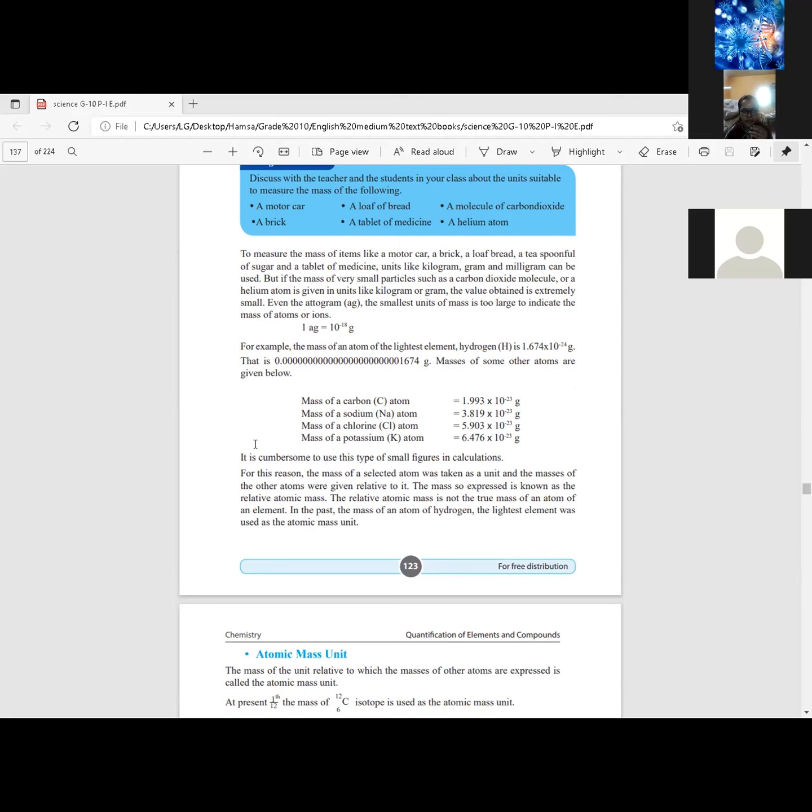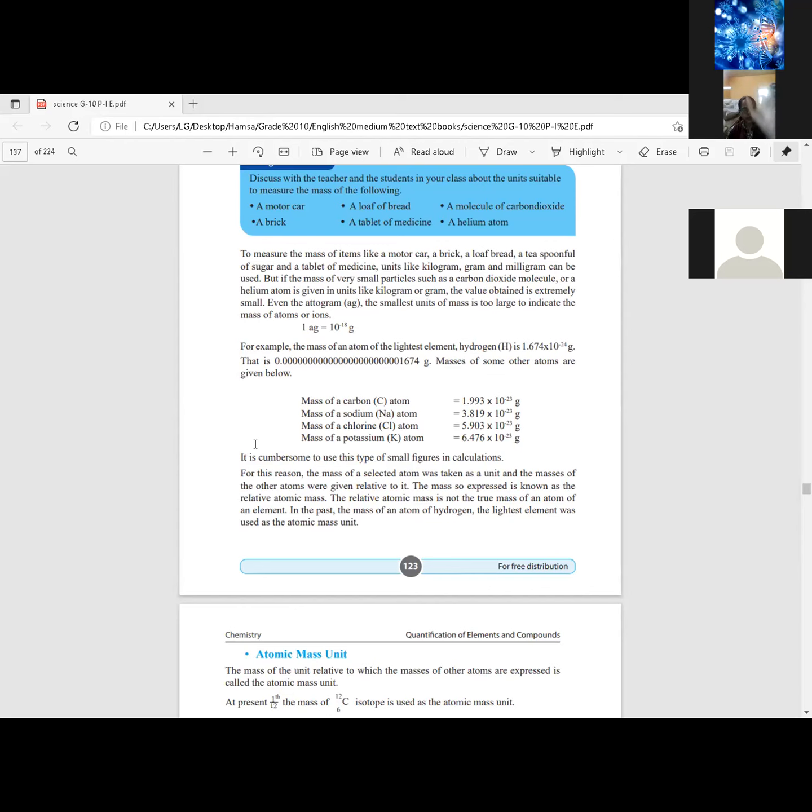For this reason, the mass of a selected atom was taken as a unit, and the masses of the other atoms were given relative to it. The mass so expressed is known as the relative atomic mass. Among these masses of atoms, we are just going to select one particular atom, and relate the mass of other atoms with this.